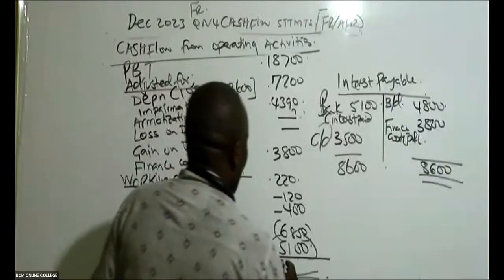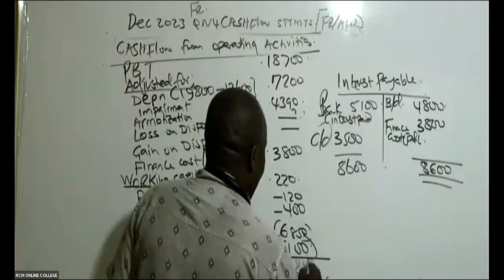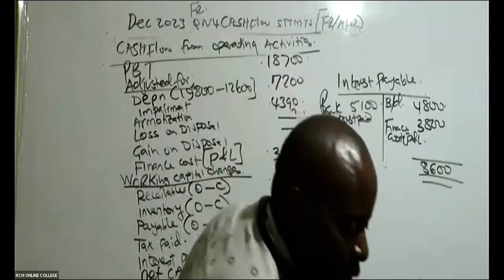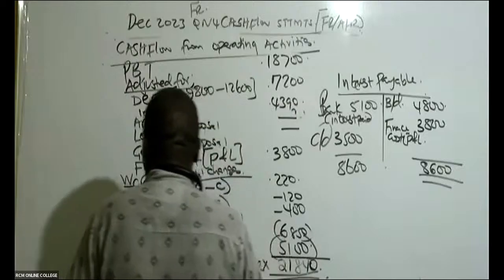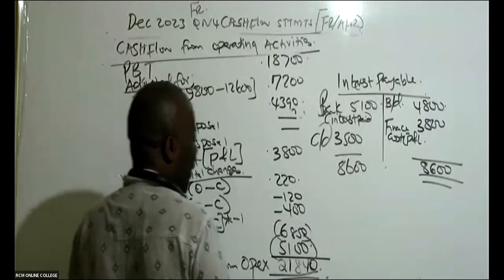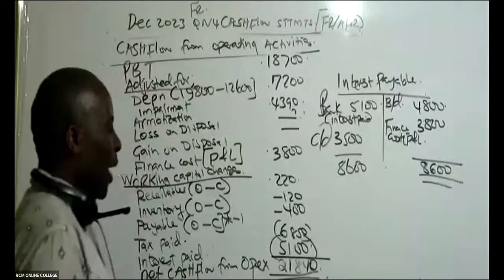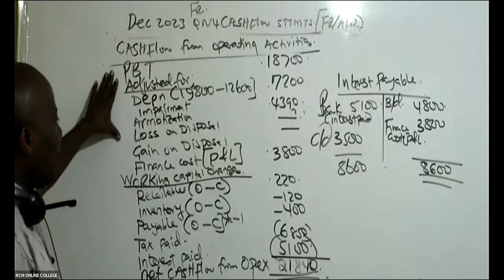Thank you so much. So we have here 21,840. Now, once I finish this, the other sections do not have issues. The other sections are very, very easy to handle. This normally is the one that takes time.